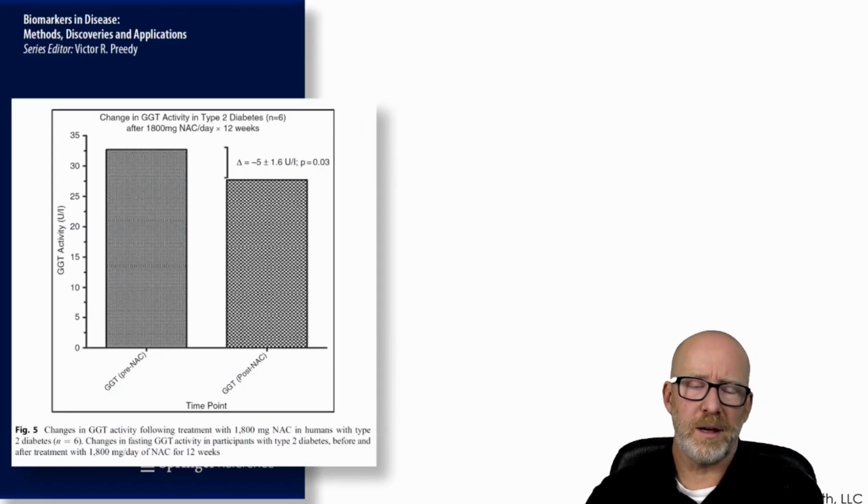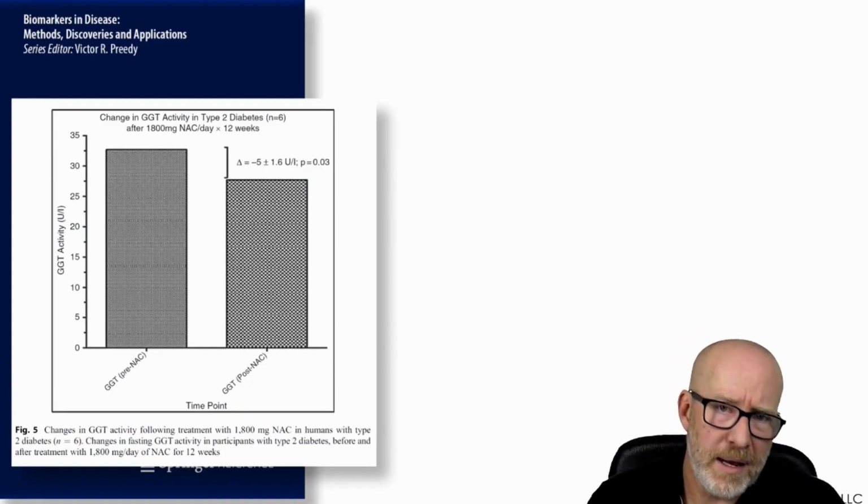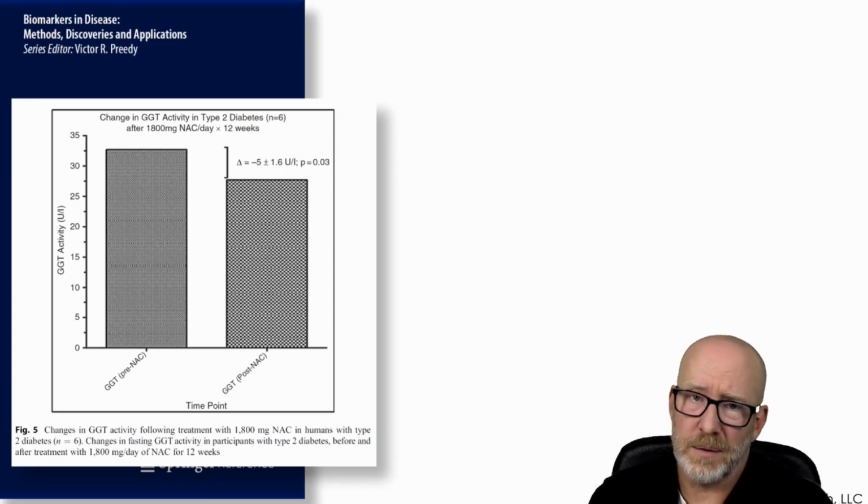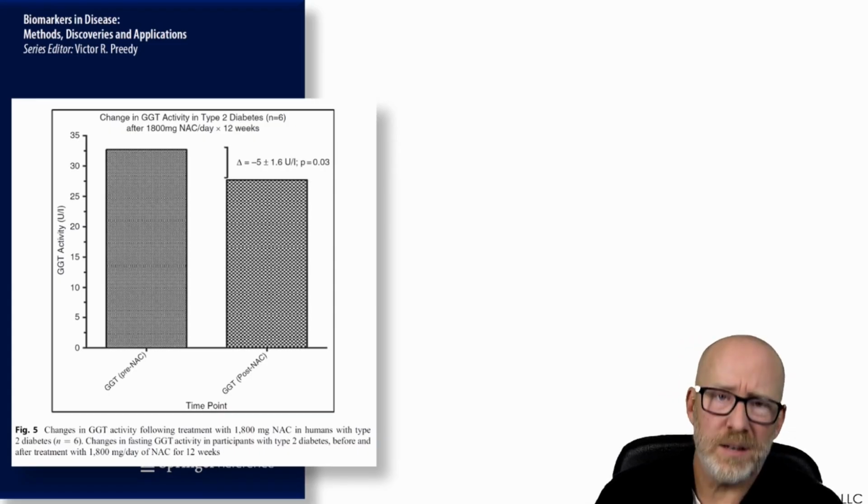In this particular book, they covered a paper that looked at type 2 diabetics. They took their GGT levels. They gave them 1,800 milligrams of N-acetylcysteine a day for 12 weeks and found that GGT came down, which makes sense. N-acetylcysteine increases glutathione. Glutathione is related to GGT, as we just saw.